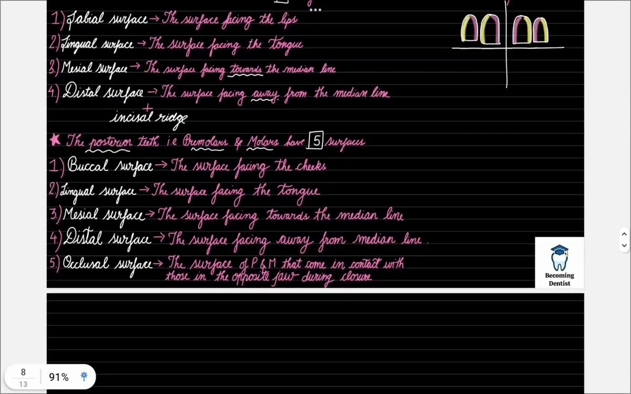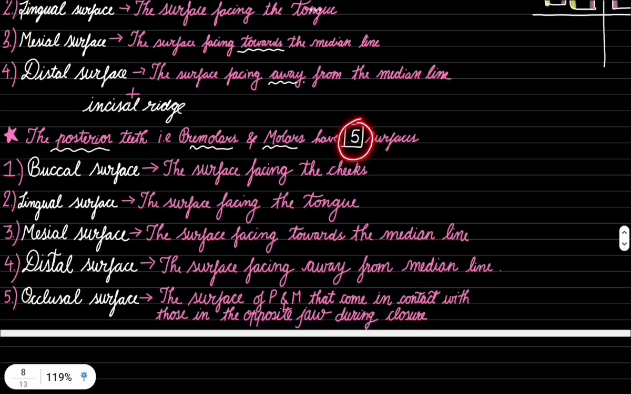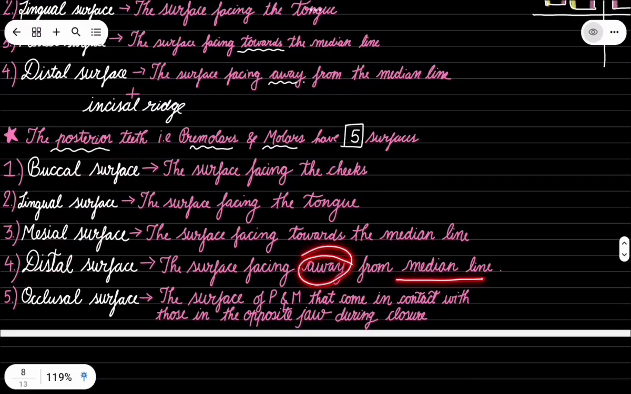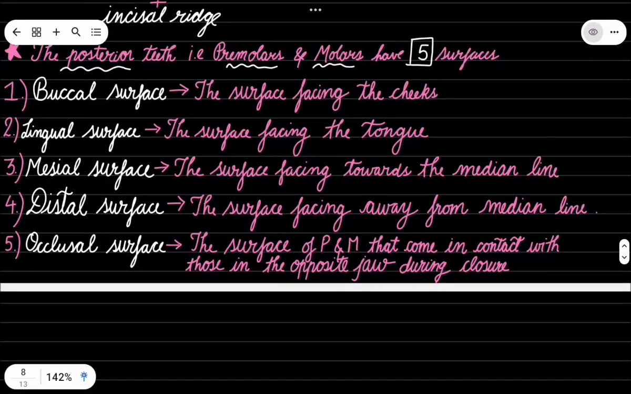For the posterior teeth also we have five surfaces. The buccal surface, the surface facing the cheeks, the lingual surface, the surface facing the tongue, the mesial surface, the surface facing towards the median line, and the distal surface, the surface facing away from the median line. The other surface present here is the occlusal surface.